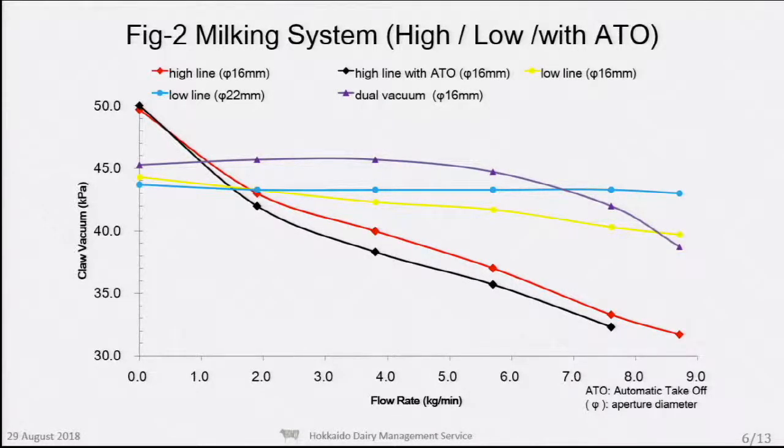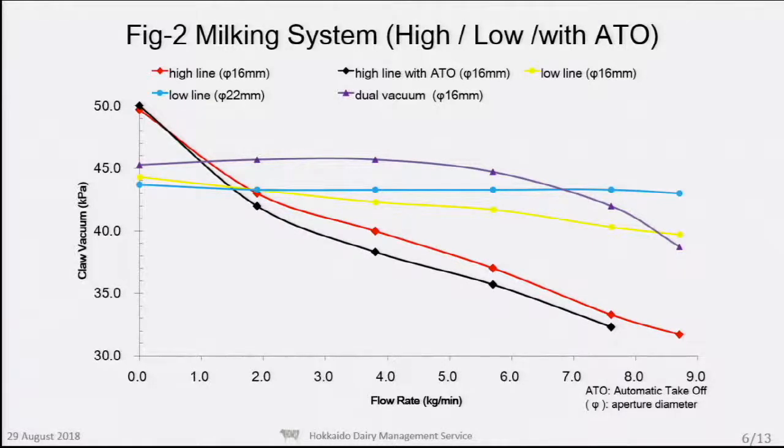This slide shows basic factors of analysis and flow rates. Oh, sorry, mistake. This slide shows factors of operating vacuum. The red line is the high line system curve, and the black line is the high line curve with ATO. Both high line system claw vacuums start at 50 kilopascal and go down quickly around flow rate by lift vacuum loss. High line operating vacuum depends on lift vacuum loss. With ATO, the high line system goes down more than the red line curve.